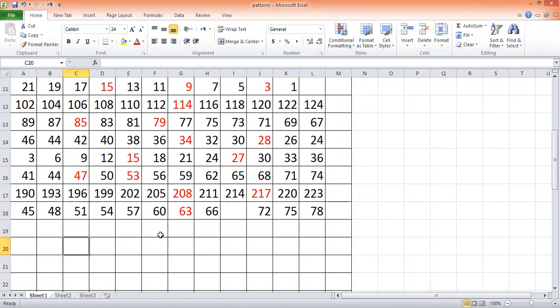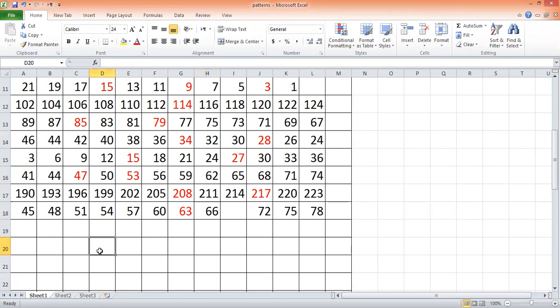Look here. This is 51. After 51, what comes? 52, 53, then 54. So 3 more. 1, 2, and 3. 3 more. When you add 3 more, you will find out the answer.